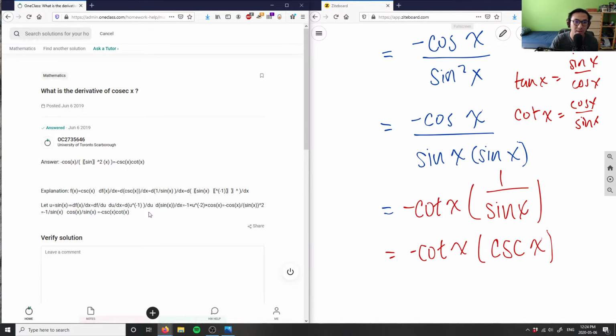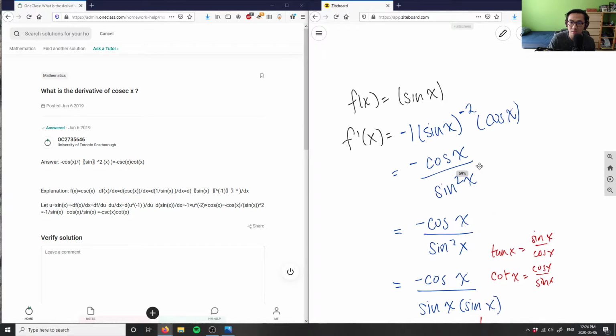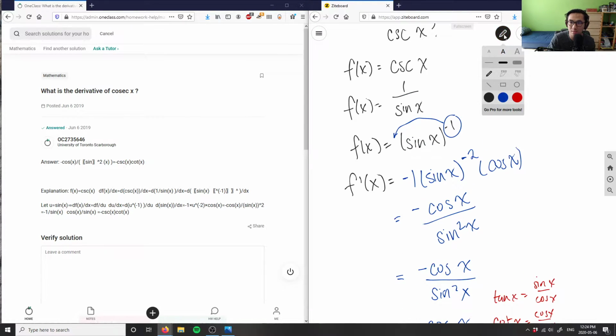They did cosecant x times cotangent x, same thing, or negative cosecant x times cotangent x. This here is also the correct solution. What they did with their explanation is a u substitution. They could do that as well, but I didn't do that personally. They basically said let u equal sine x, and then you're taking the derivative with respect to u. So you're going to have f prime of u, basically -1 times u to the power of -2 times the derivative of u. And you sub u back into the equation and you would get exactly the same. So I skipped that step, which is totally fine, but this solution is also correct as well.